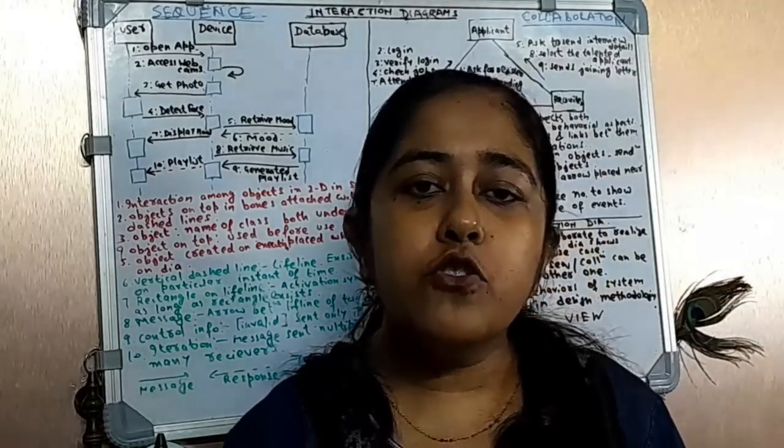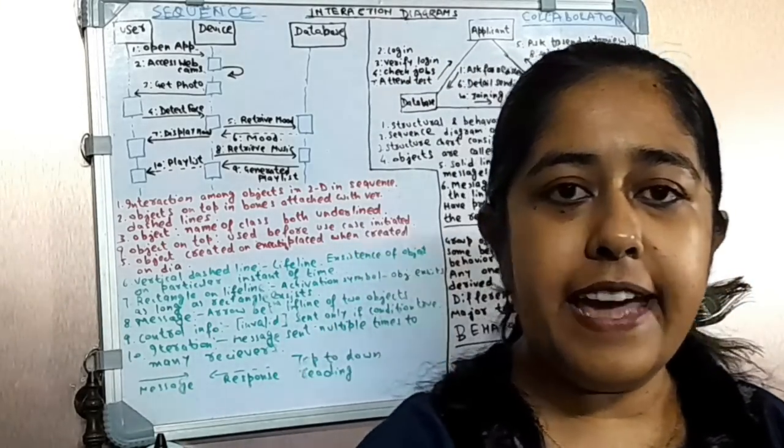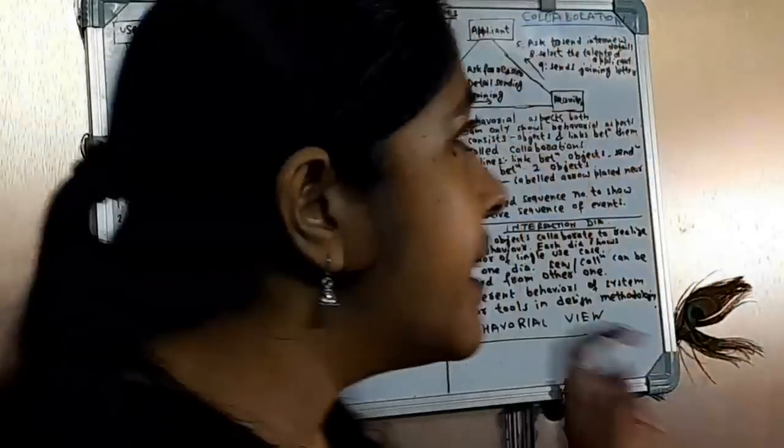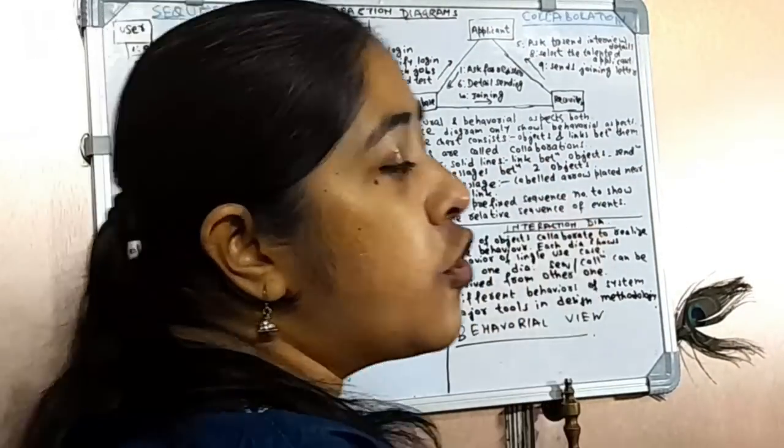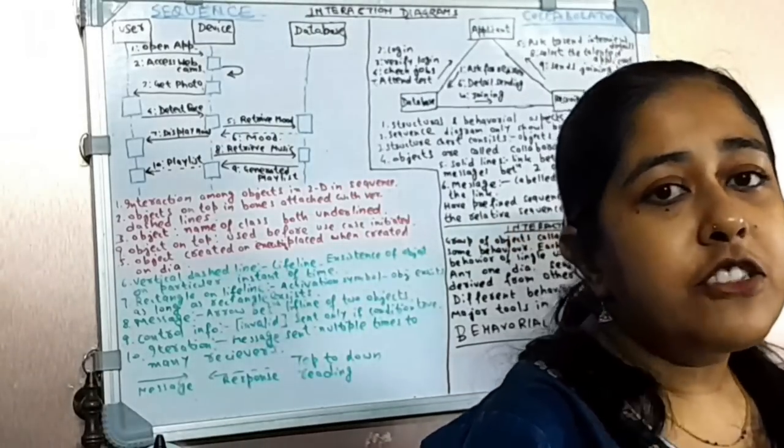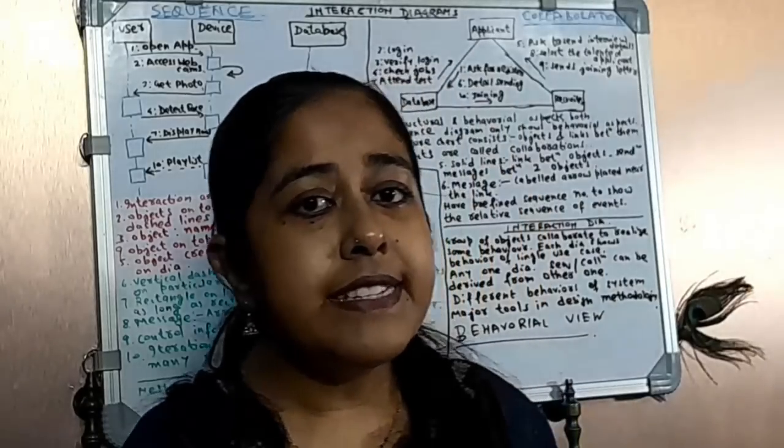This is what is going to be about your interaction diagrams. Now, interaction diagrams are divided into two things: one is the sequence diagram and one is the collaboration diagram. First of all, we will be studying the sequence diagram.